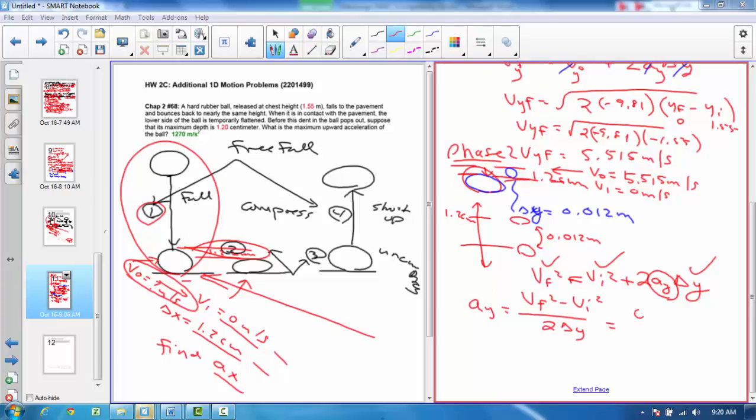So our v final squared is 0. The initial squared is 5.515 squared. Then we have 2, and our delta y is going to be negative 0.012 meters. And remember, this is negative because it's final minus initial: our final is at 0 centimeters, our initial was 1.2 centimeters. So that's why this is negative. So our negatives do work out.